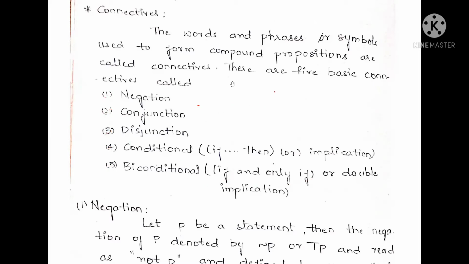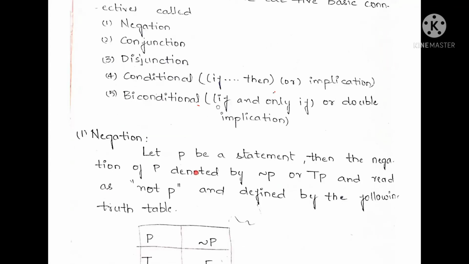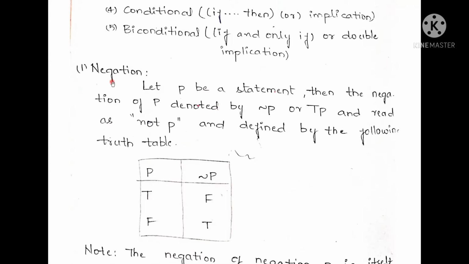Next, coming to the first definition, negation. What is negation? Let P be a statement, then the negation of P is denoted like this, or it is also denoted like this. It is read as not P. And it is defined by the following truth table.